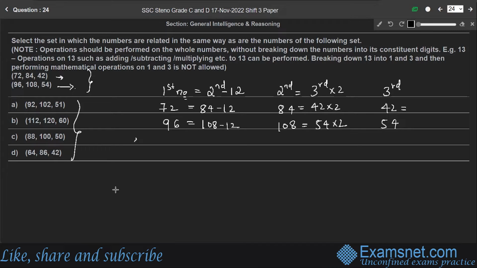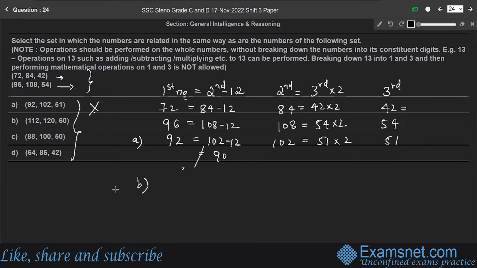We'll consider option A, in which the first number is 92, the second number is 102, and the third number is 51. The first logic is that the second number should be twice the third number, which is 51 into 2, which is right. The first number should be the second number 102 minus 12, which is equal to 90. So 92 is not equal to 90. The first number has to be 90. Therefore, option A doesn't follow the logic of the given two sets.